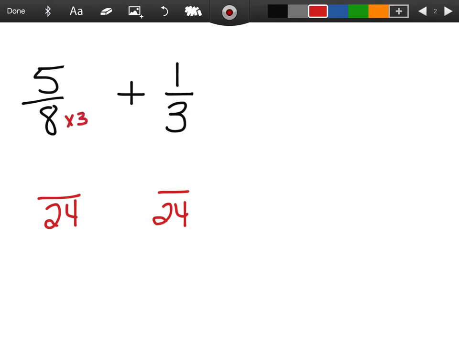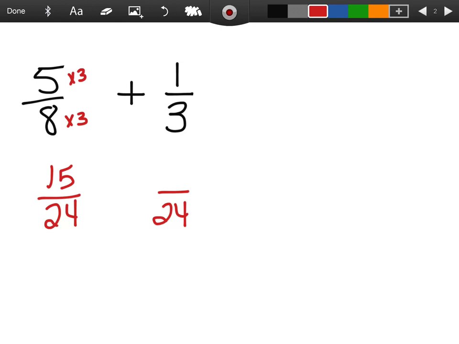And I know if I multiply by 3 on the bottom, I must multiply by 3 on the top as well. My numerator and my denominator must be multiplied by the same amount, okay? So 8 times 3 we already know is 24. 5 times 3 gives me 15.